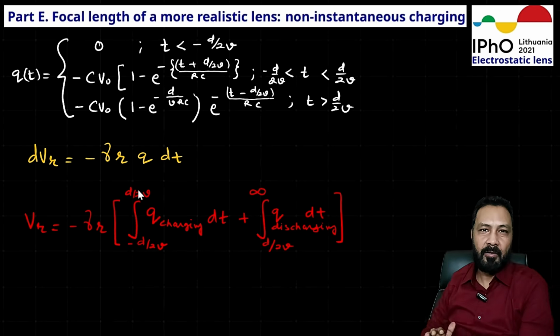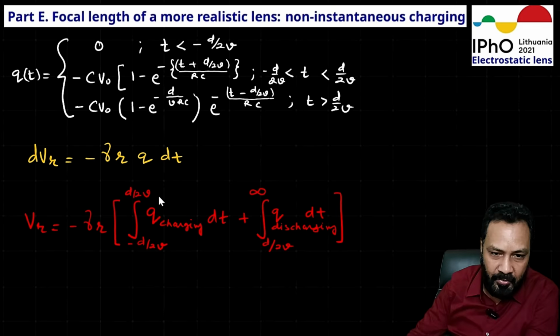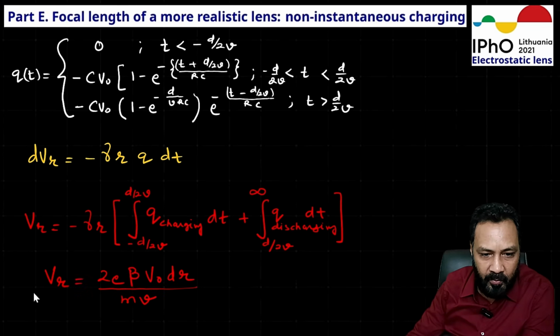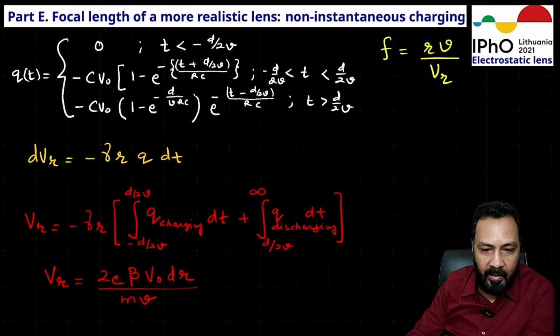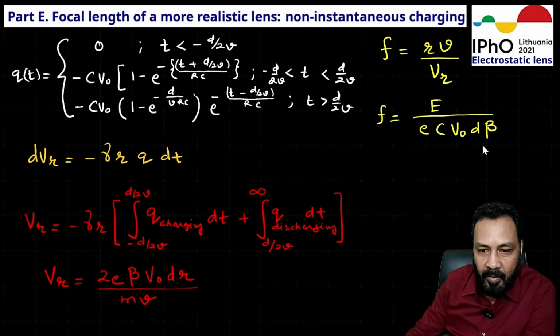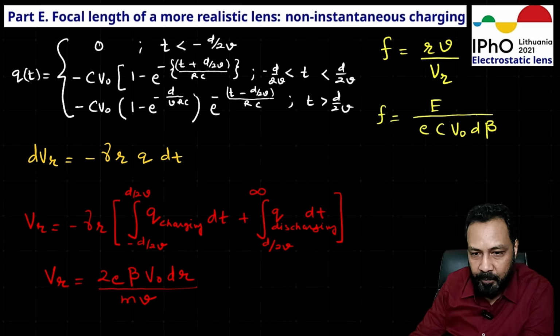Carefully put all those things and very carefully integrate all those things. Integration is simple integration, but a lot of terms are there, so error might come. So integrate carefully. So we will finally obtain this: VR is equal to 2 E beta V naught d r by mv. And F, the focal length, is RV by VR. So put that thing in terms of the parameters that we had written: beta, E kinetic energy half mv square, beta initial in the part A. So this is the focal length that we will obtain.